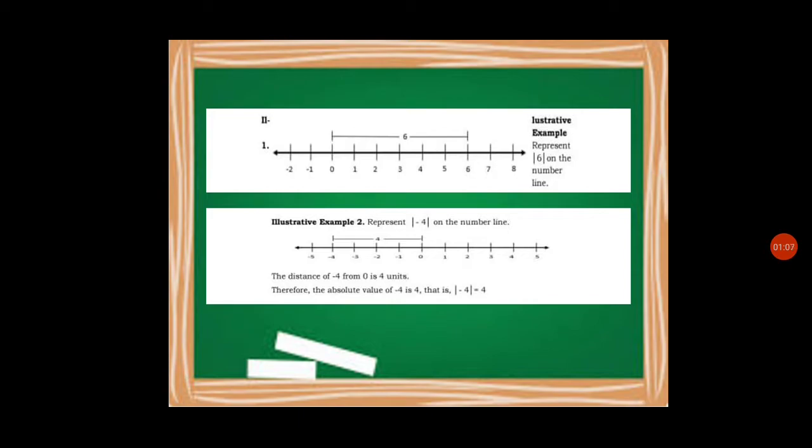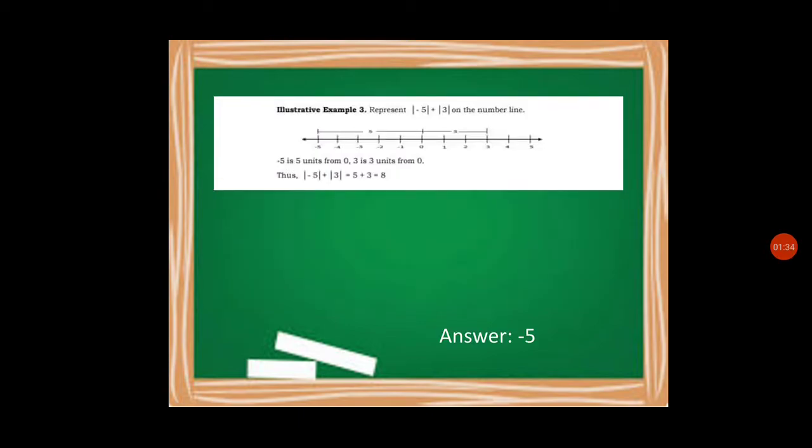Next, illustrative example number 2. We are going to represent the absolute value of negative 4 on the number line. So from 0, going 4 steps to the left, the distance of negative 4 from 0 is 4 units. Therefore the absolute value of negative 4 is 4. That is, the absolute value of negative 4 is equal to 4.